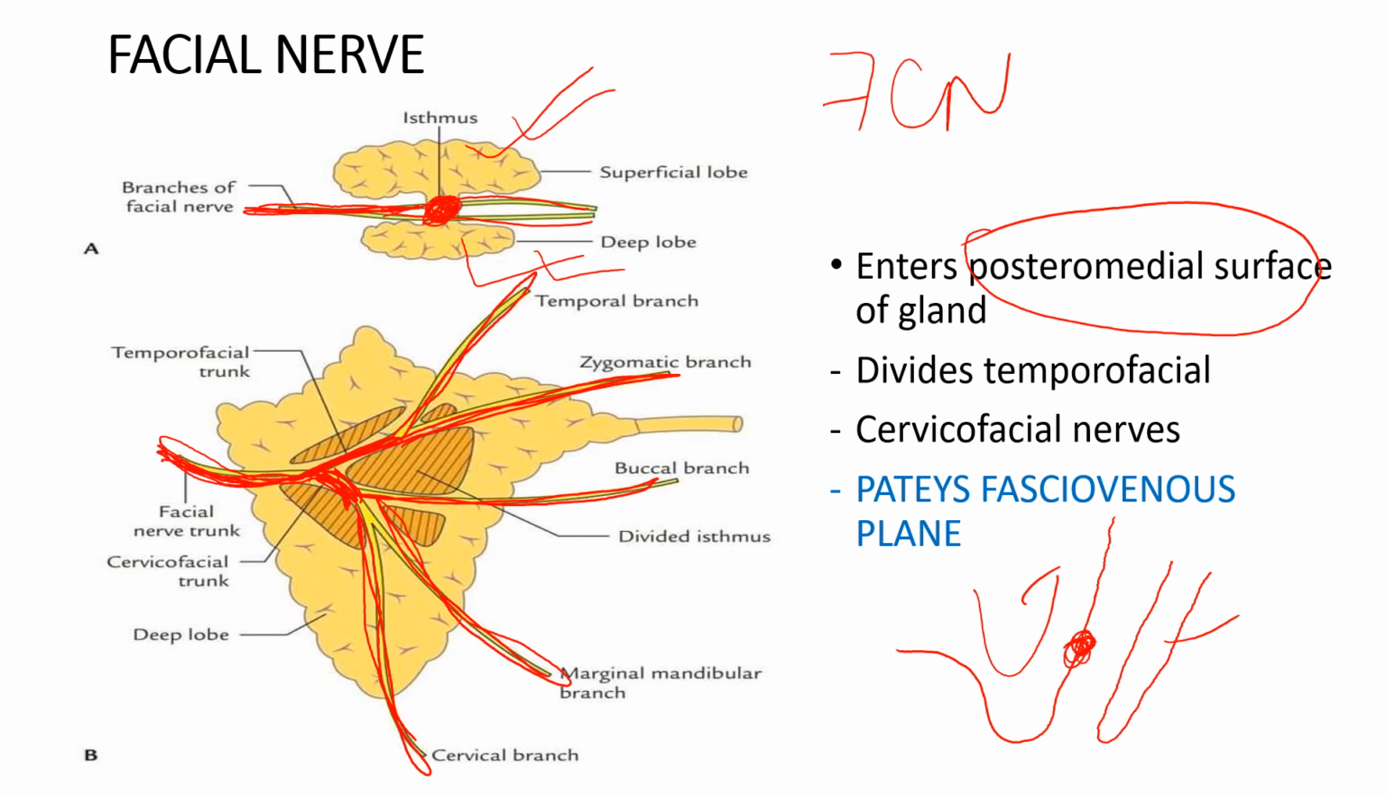This is also known as Patey's fasciovenous plane. How does it help? If any part of the parotid gland has to be removed, it can be removed safely without disturbing the isthmus where the facial nerve is present. So that is about the superficial most component, the facial nerve.